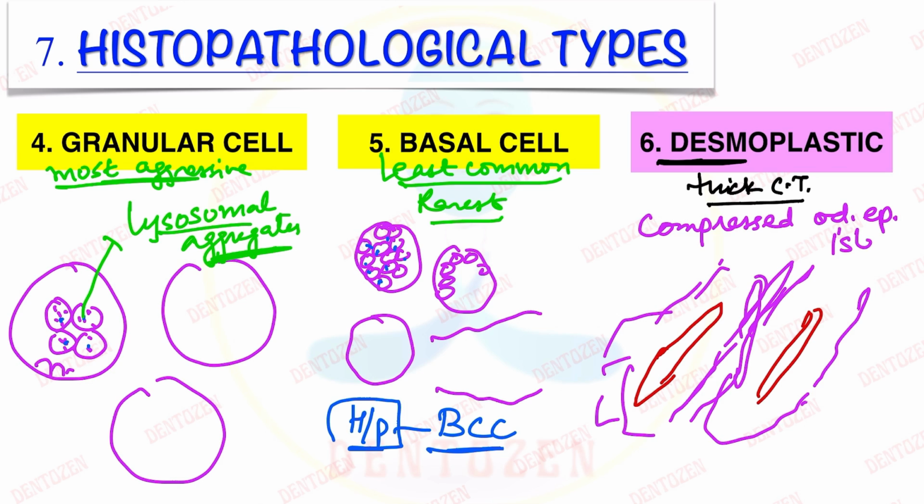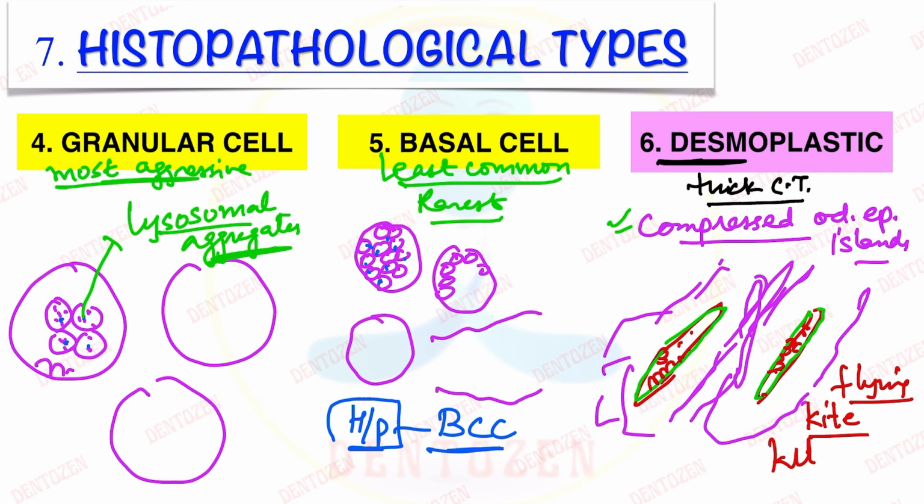That can be your entrance question. Where you see compressed odontogenic epithelial islands, it is seen in desmoplastic ameloblastoma. These odontogenic epithelial islands are in the form of strands, thin cords or strands. They are not actually forming islands. The peripheral cells may be cuboidal, and we cannot make out the central cells. So this is said to have a flying kite appearance or kite tail. That is important for your entrance exam.